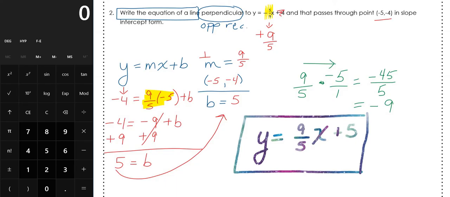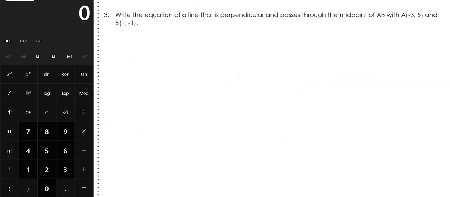Write your answer down. Number 3, still no calculator. Write the equation of a line that is perpendicular and passes through the midpoint of AB with A at (-3, 5) and B at (1, -1). Okay, so this is still a money pays bills question. It's just a little bit trickier. So let's take a look.